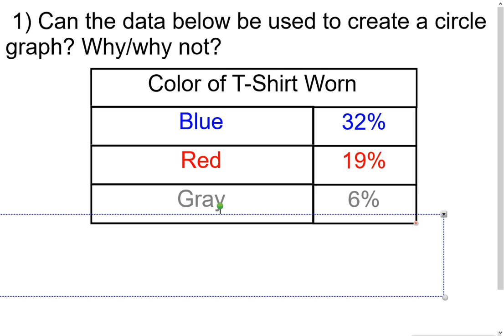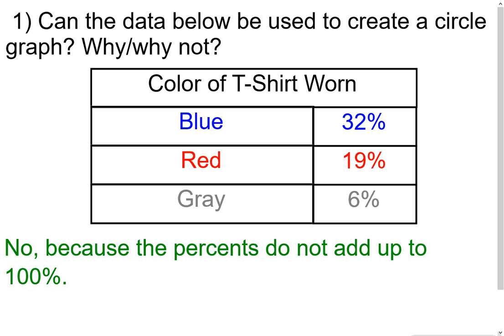Therefore, we cannot use this to create a circle graph because the percents don't add up to 100. They have to add up to 100. Now, some might argue that maybe you throw in a separate piece that would be other colors to get that difference up to 100, and then possibly you could, but just based off the data that's in that table, we cannot make a circle graph.